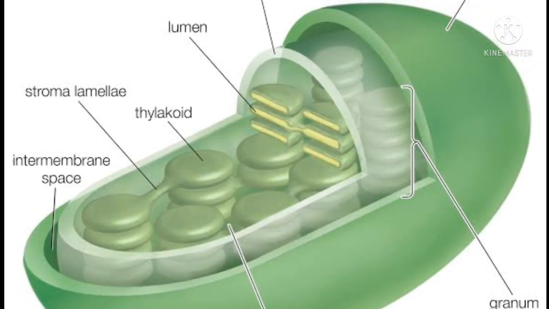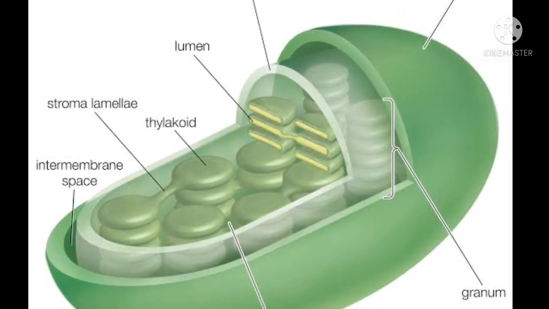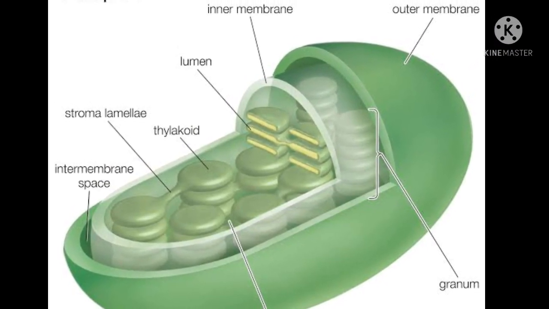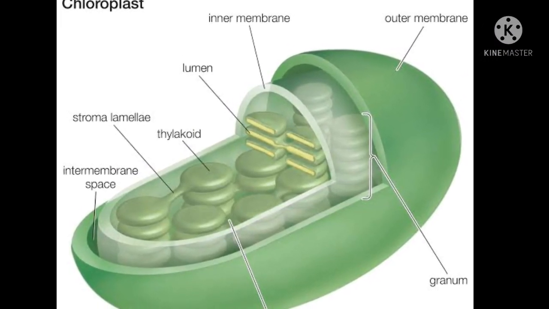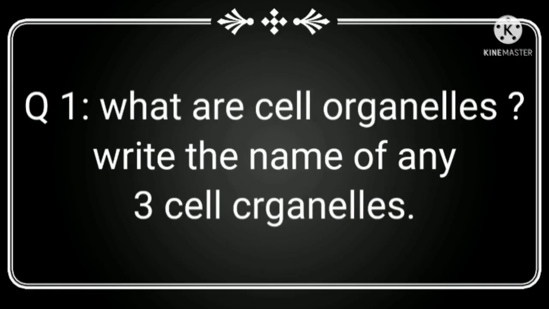So, the final difference is the presence of chloroplasts in plant cells. Chloroplasts are green colored double membrane bound organelles which carry out photosynthesis for the plant. So, children, write down the homework in your notebooks and try to answer these questions.